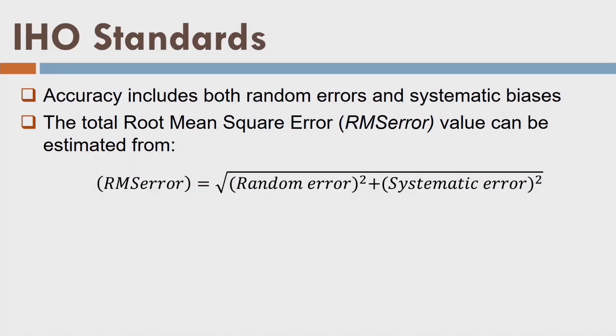Then if we have systematic errors and random errors, we should make use of this formula. This is systematic error square, random error square, and then we use this RMSE logic.